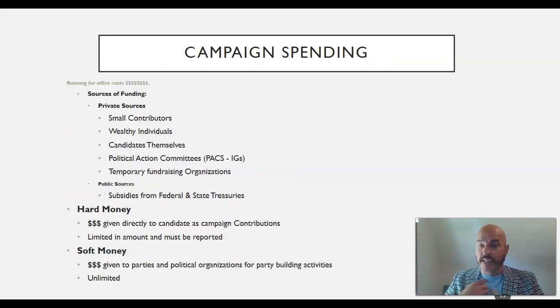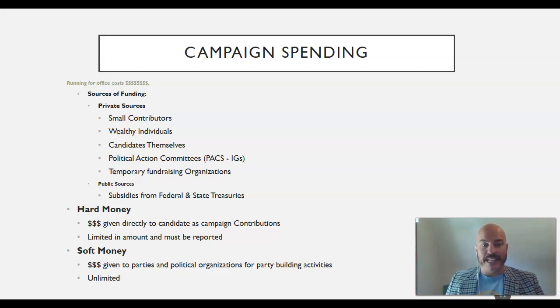Campaign spending, big issue. There's small contributors, the grassroots campaigning, which a number of candidates pride themselves on, but you have these wealthy individuals, the candidate themselves, you have PACs and super PACs. All this money is going to be spent, and it is an incredible amount of money, particularly for presidential races. Even a school board race in some major cities is costing candidates about $1 million.